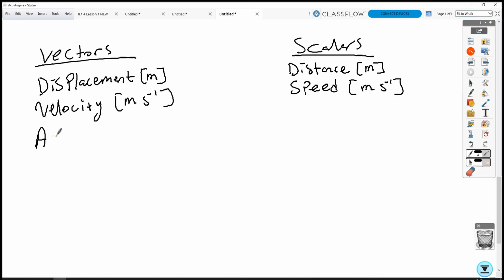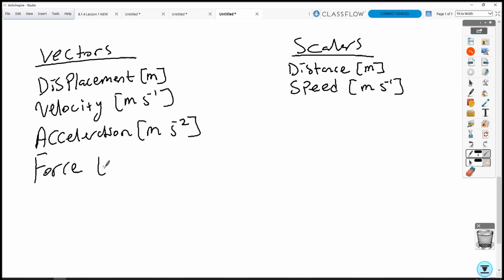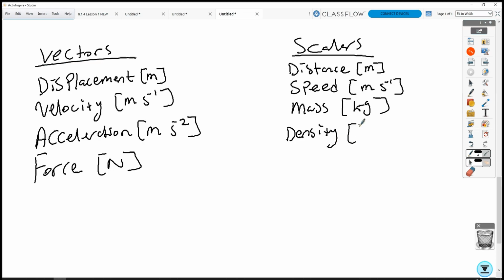Then we've got on this side acceleration, which is meters per second squared. And we've got force in newtons. On this side, we can put mass, measured in kilograms, and we can put density, measured in kilograms per meter cubed.